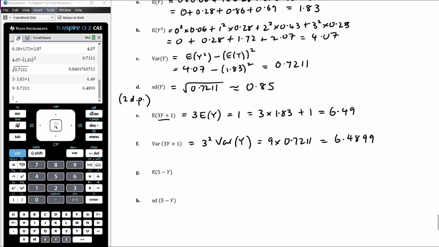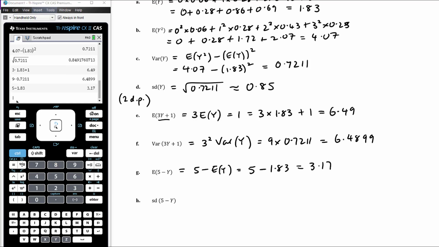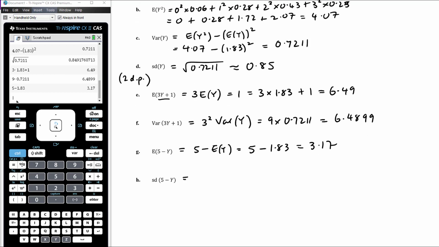And then the expected value of 5 minus y. Again, this is a linear function, negative 1 times y plus 5. So this is just going to be 5 minus the expected value of y. So that is 5 minus 1.83, which is 3.17. And then the standard deviation of 5 minus y. Remember it's the absolute value of negative 1 times the standard deviation of y. So actually it's just going to be positive, equal to the standard deviation of y, which was 0.85. Let's go with that same 2 decimal places here.